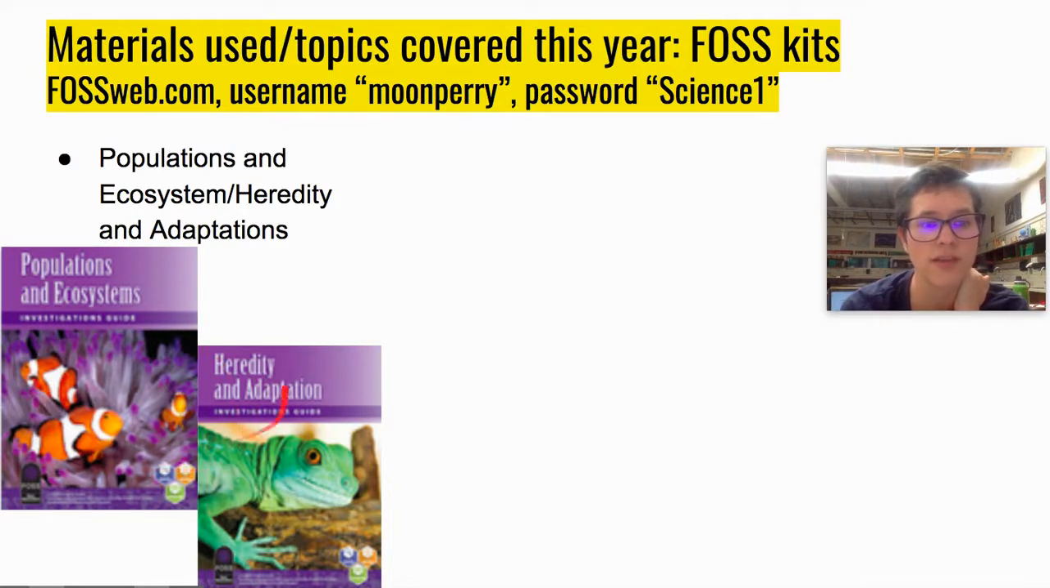The populations and ecosystems and heredity and adaptations kits are what we start the year with. This is all life science stuff. This really gets to my emphasis in genetics, and it also covers the history of life on Earth and how the diversity of life has evolved through Earth's history.